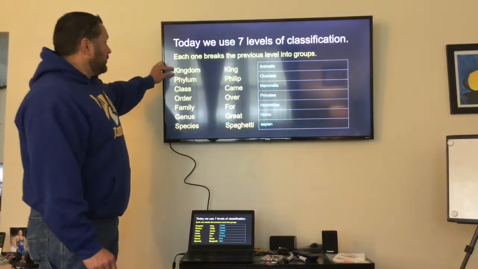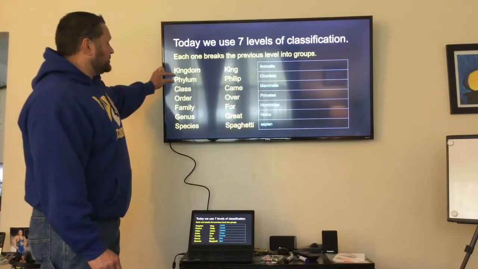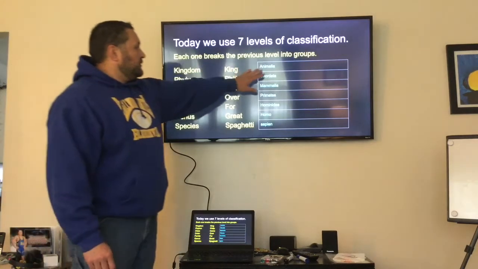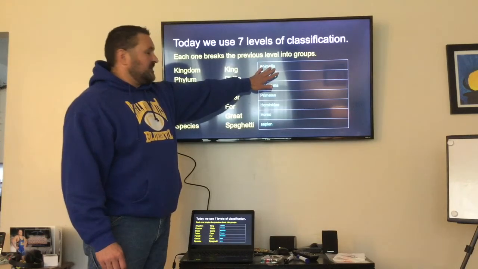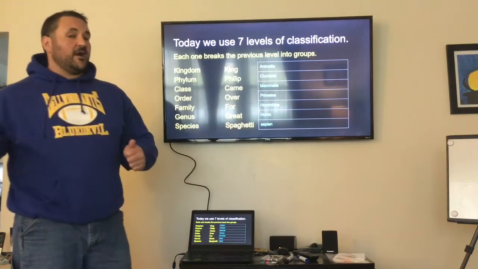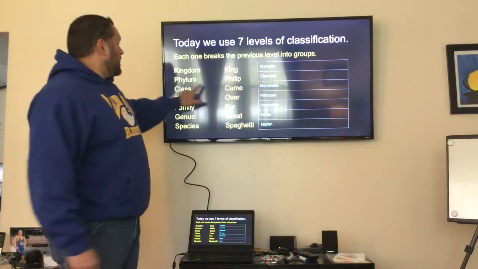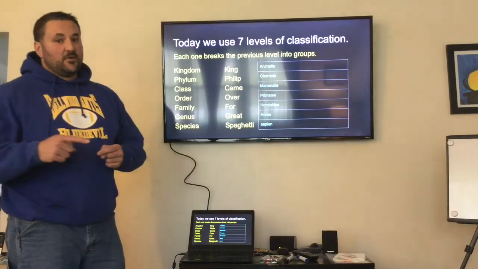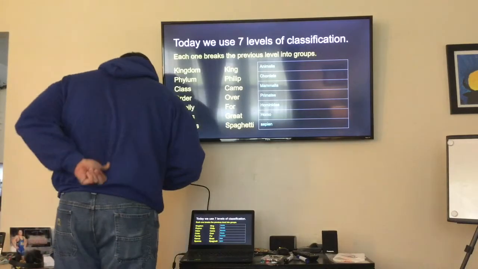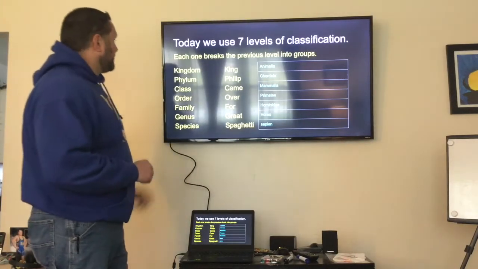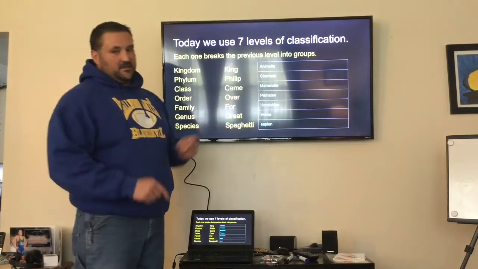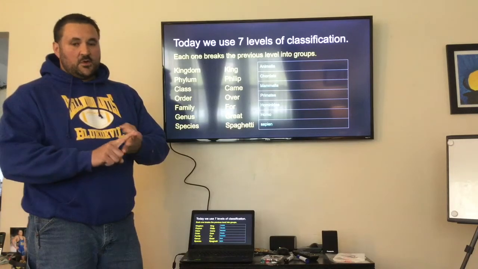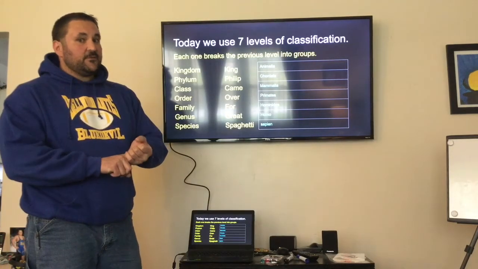Each level breaks this one down. So kingdoms are broken down into phylum. In our case, if you look at our kingdom, this is kingdom Animalia. We're all animals. We have to move around. We have to find food. Our phylum is phylum Chordata. Chordata means vertebrate. We have a backbone. Class is Mammalia. That means we are warm-blooded, we have fur, we feed our babies milk, and they give birth to live young.